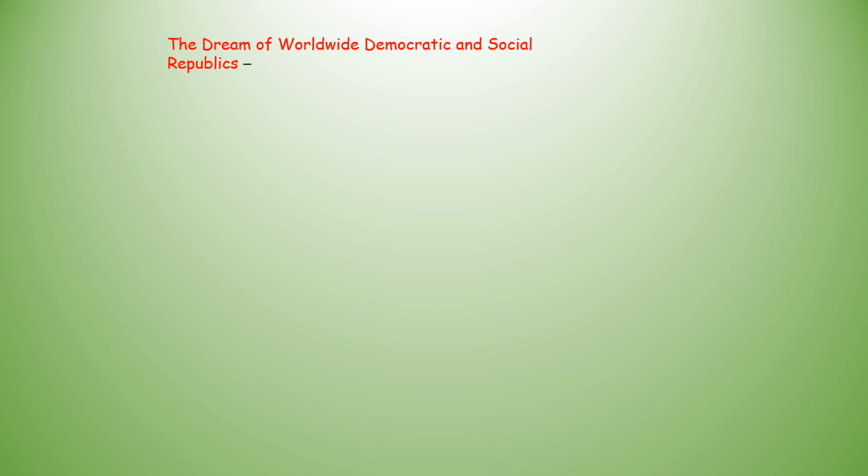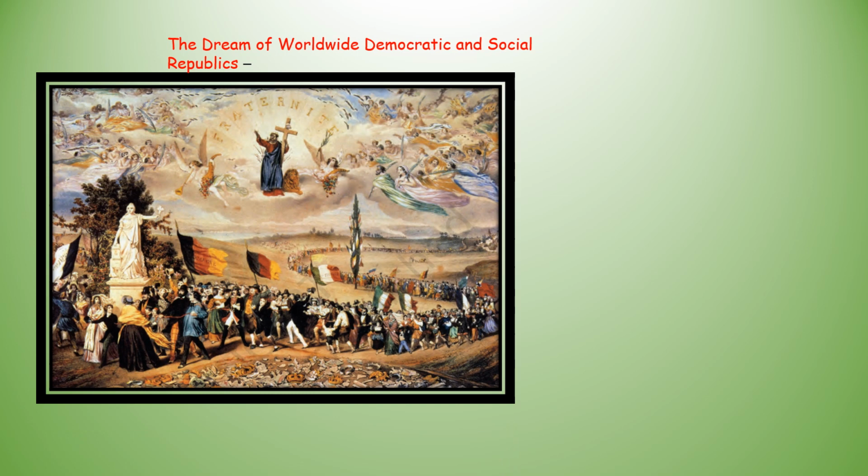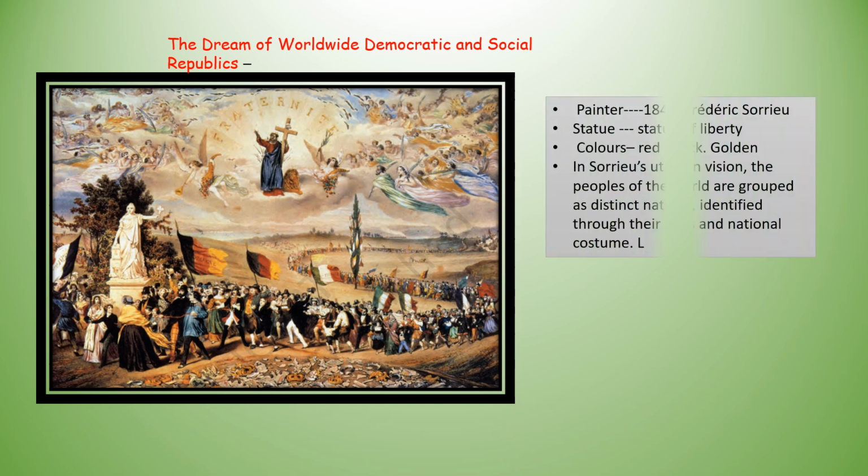The dream of worldwide democratic and social republic. This picture was painted in the year 1848 by a French artist called Frederic Sorrieu. This picture shows men and women of all ages and social classes marching in a long train, offering homage to the Statue of Liberty as they pass by it. The Statue of Liberty represents the freedom of the people.